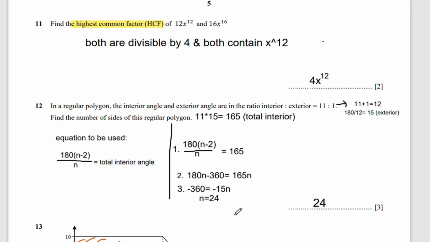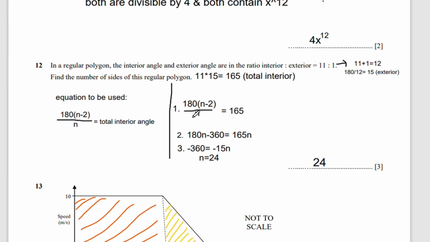Okay? Moving on, find the highest common factor of 12x power 12 and 16x power 16. Both 12 and 16 are divisible by 4, and both contain x power 12. This one contains x power 12 and this one as well. Here we have a 4 in there, and here it is also divisible by 4. So the answer is 4x power 12.